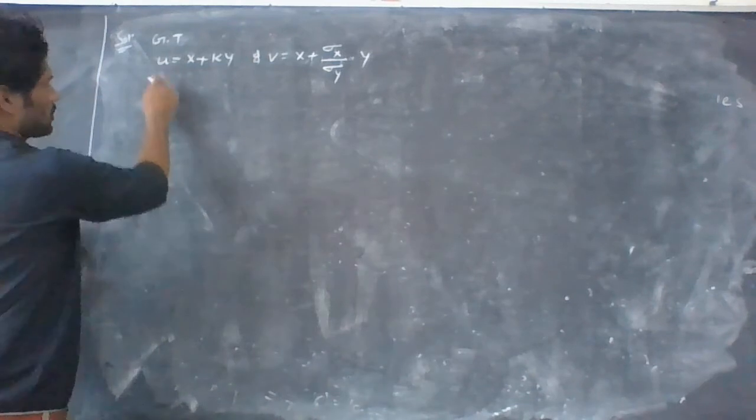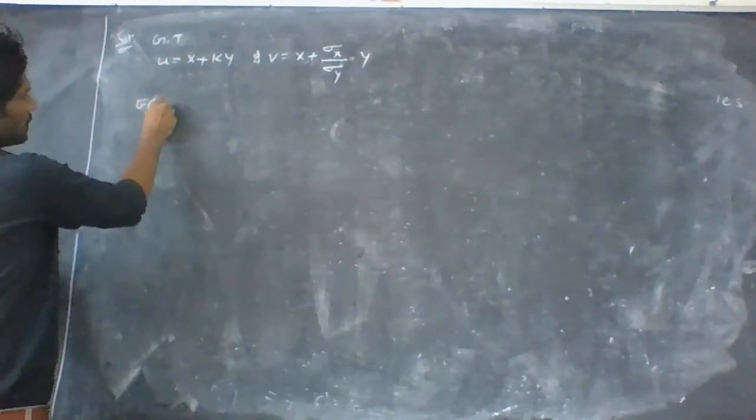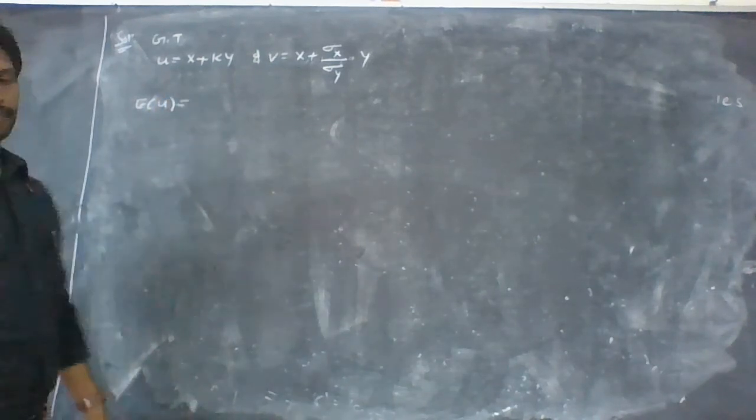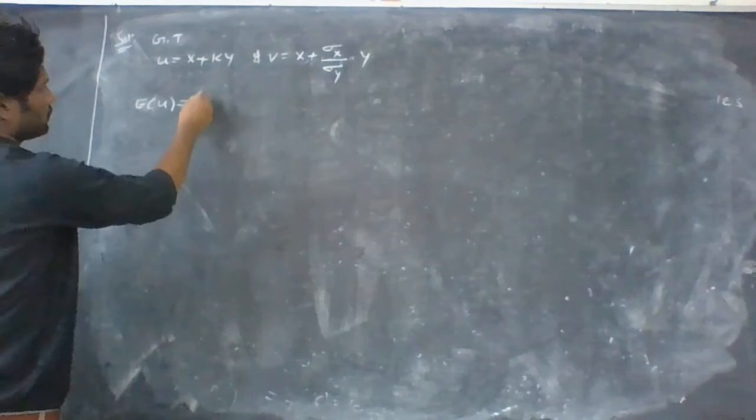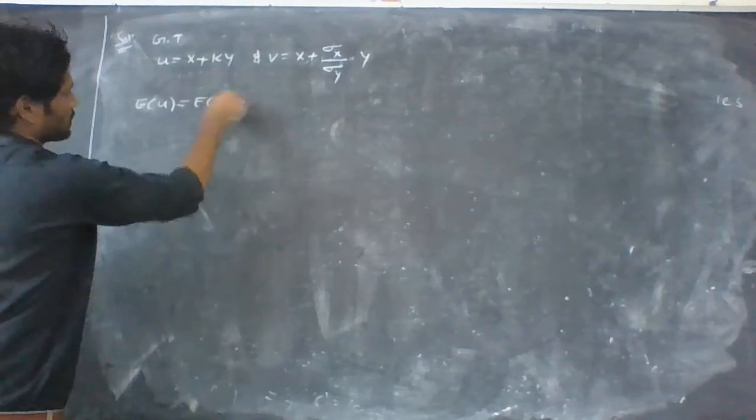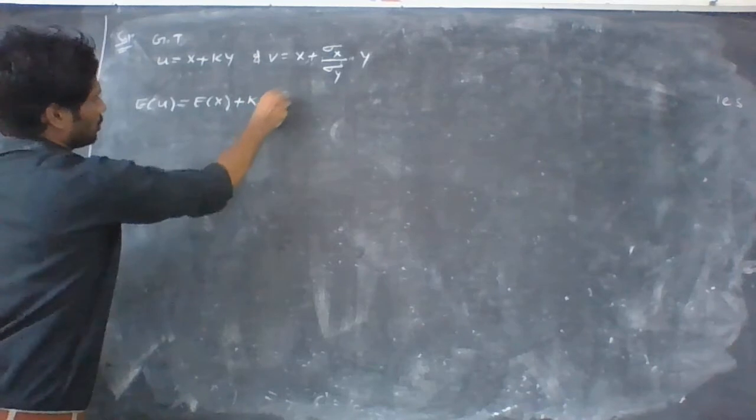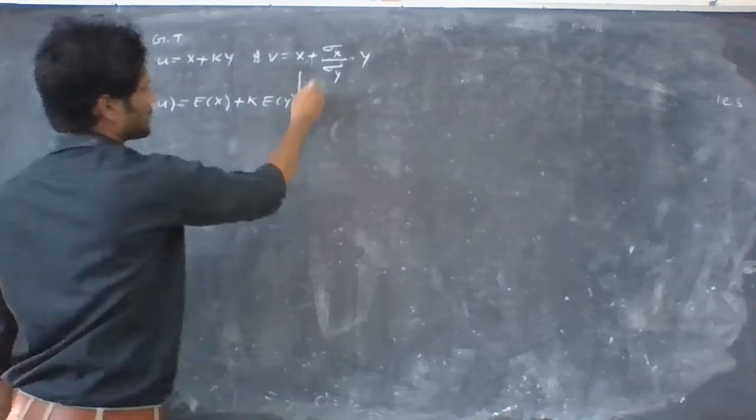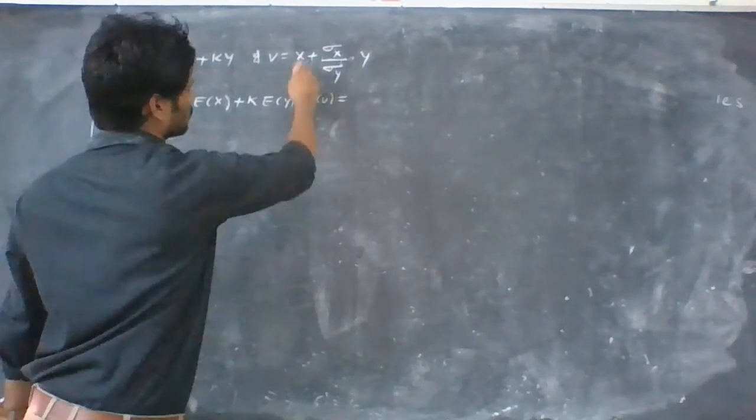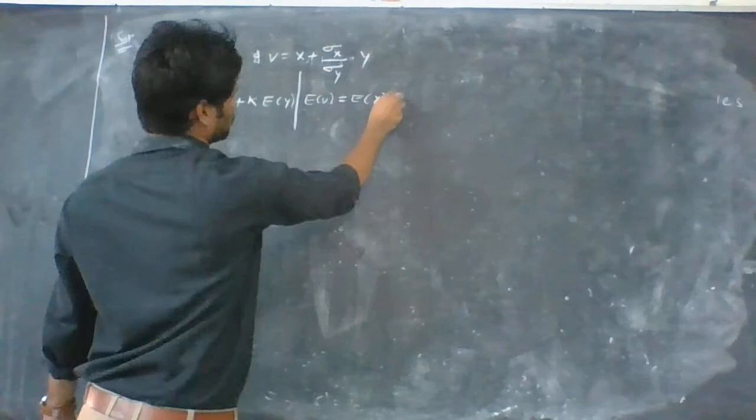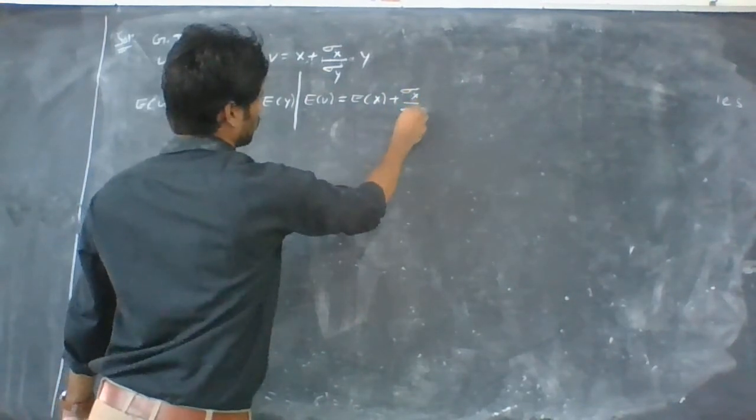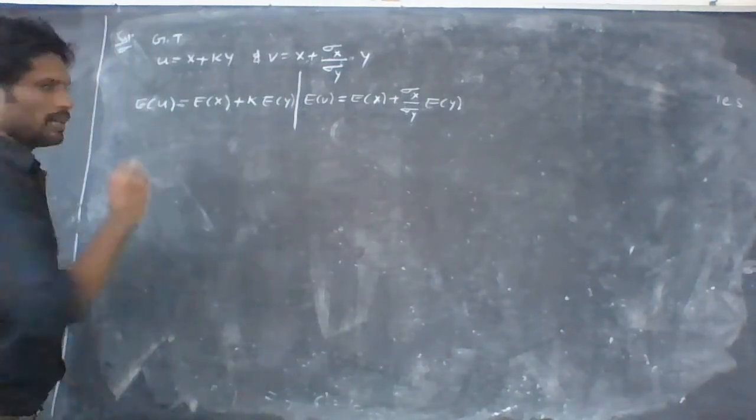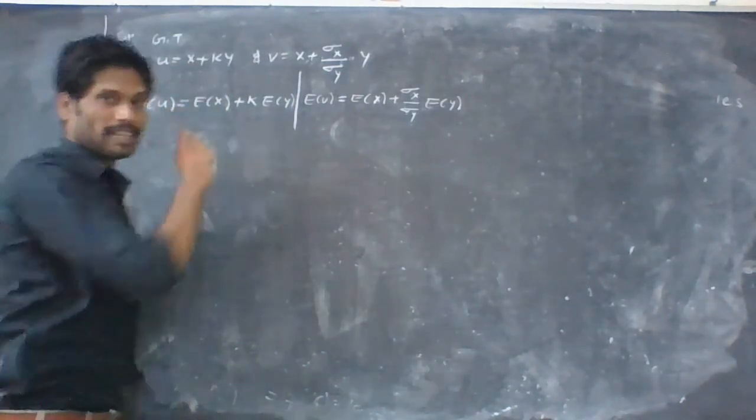So taking expectation on u, that means expectation of u is equal to expectation of x plus k into expectation of y, and again expectation of v is equal to expectation of x plus sigma x by sigma y expectation of y. Now we calculate u minus expectation of u.